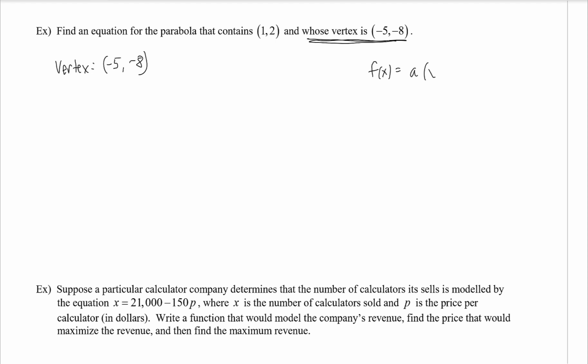Remember, vertex form looks like this, where (h, k) is the vertex. So I don't know what a is, but I know that h is -5, so I went left 5, down 8. So by just knowing the vertex, I know everything I need to know about the quadratic function except for a. But that's no big deal. I can go find a. They tell me that the parabola contains another point, (1, 2). So let's go find a.